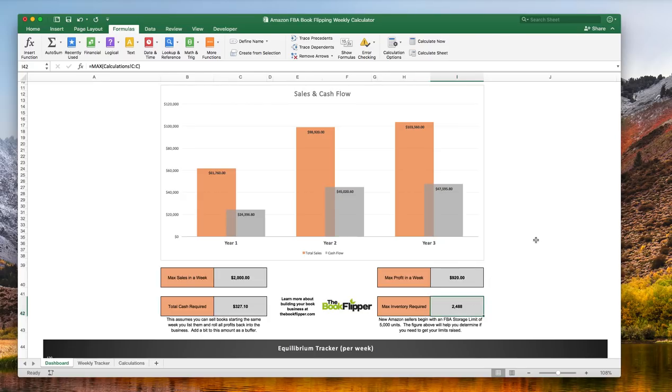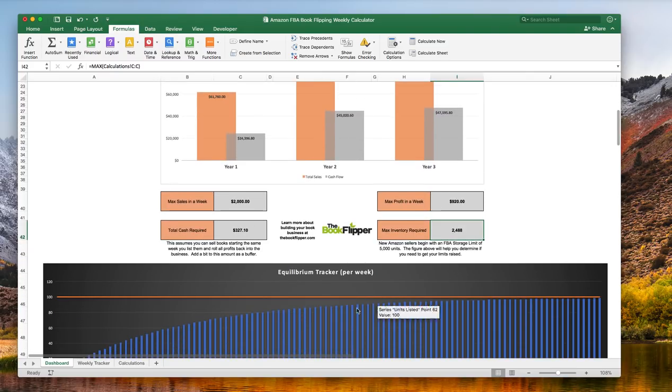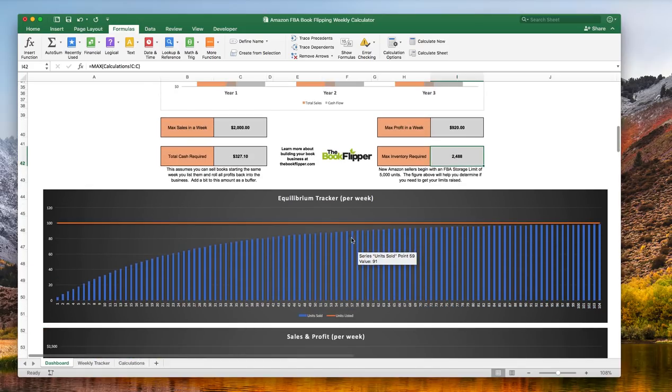And your max inventory required, new sellers used to be capped at 5,000. They still are. When the new inventory rules kick in, or the long-term storage fees kick in 2018 in August and September, the 5,000 units actually goes away. And as long as you keep Amazon happy and your metrics look good, your inventory metrics, you can actually put as much inventory as you want. But this would show you what your max inventory would look like in order to achieve these numbers. And the reason why is it's eventually going to equalize, or you'll reach equilibrium.